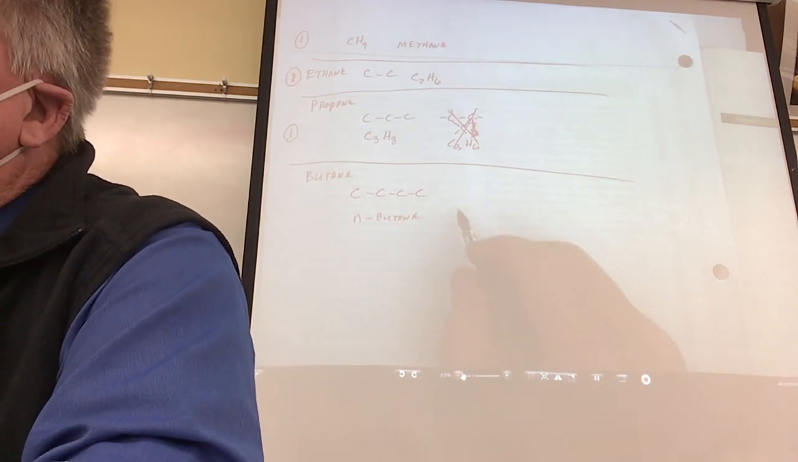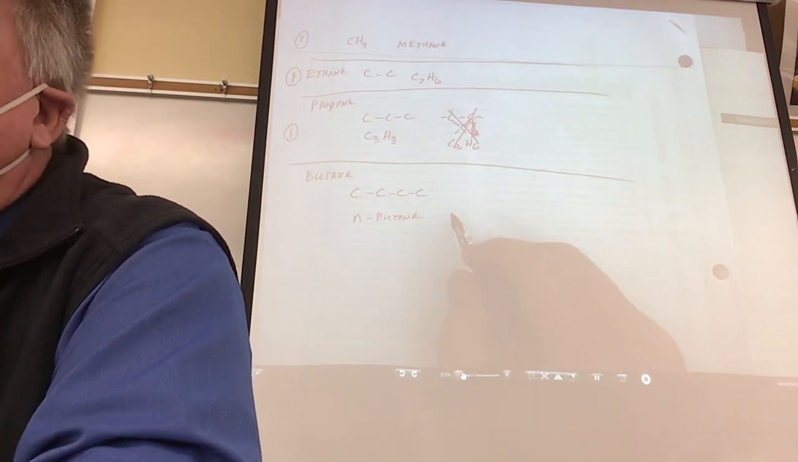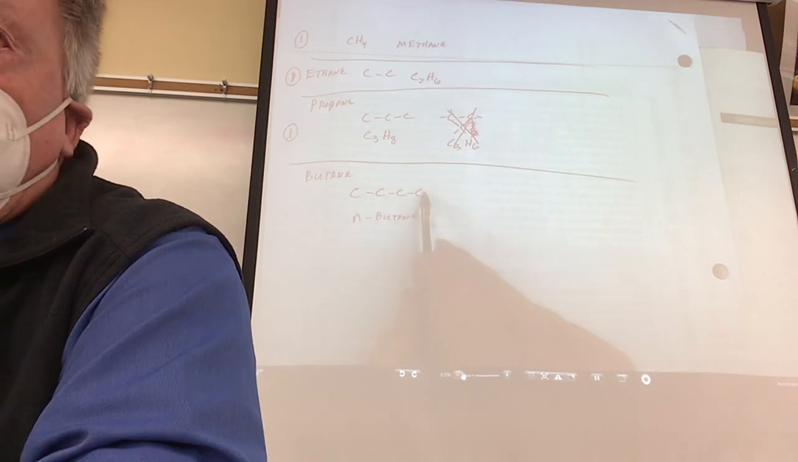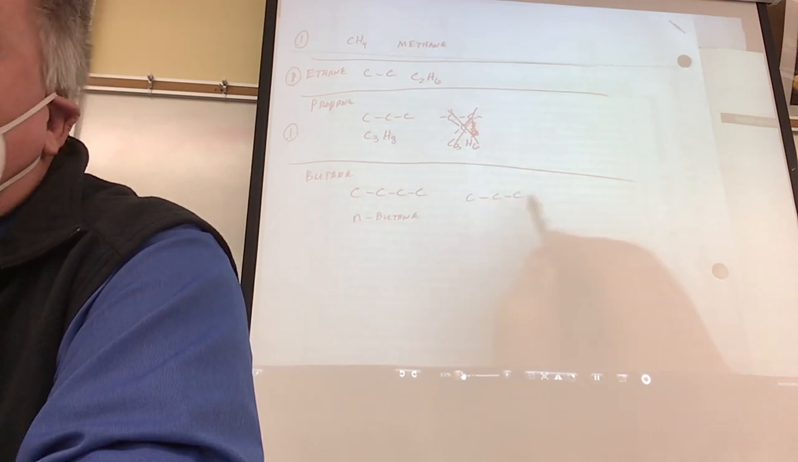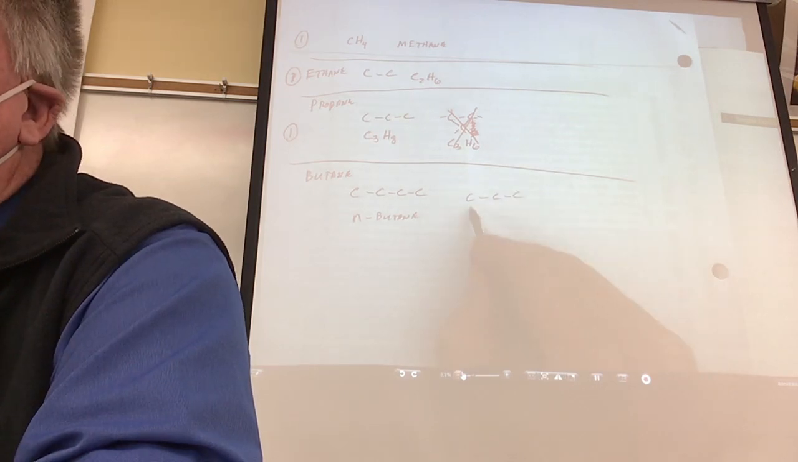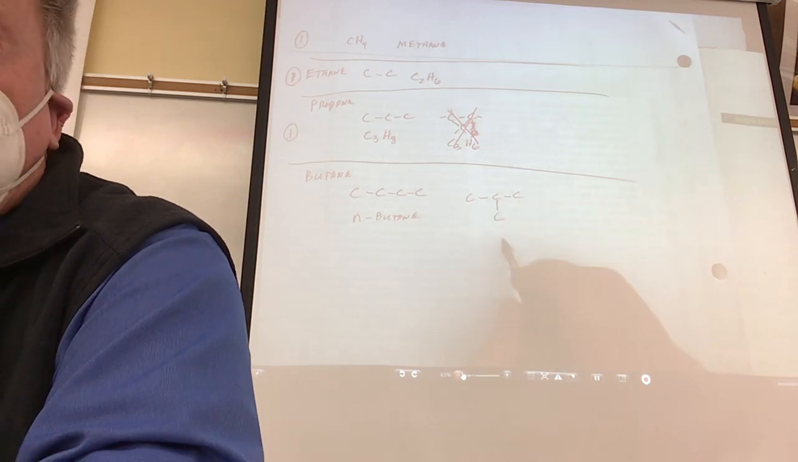I'll show you a little trick on how this works. We're going to work our way up even to octane. If you've exhausted all the ones that are 4 in a row, then what's your next choice? 3 in a row. Now, you can't put a carbon branch here, and you can't put a carbon branch here, so let's put it here.